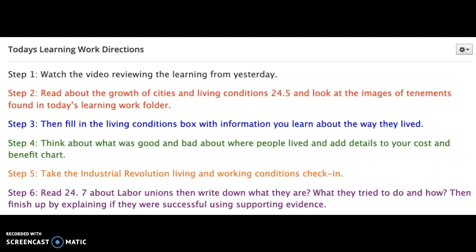Hey all, for today's learning work, the very first thing you're going to do is go and get out your learning work that you took notes on yesterday, and I am going to go over it. And then you're going to come back and I'll go over the next step. But let's start off by reviewing what you did yesterday.